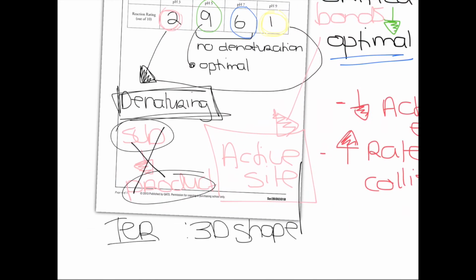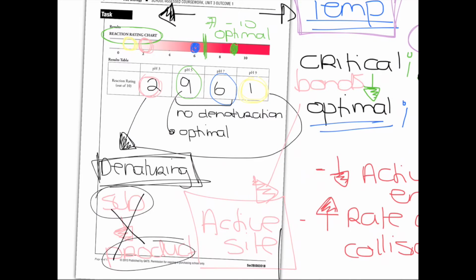Once it's denatured, it's broken, it's gone, we can't fix it. Okay, so it's really important that you know that you can't fix it. Okay, it's broken, it's done. Okay, awesome.